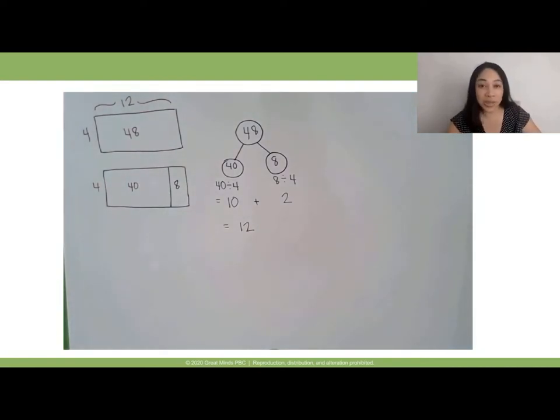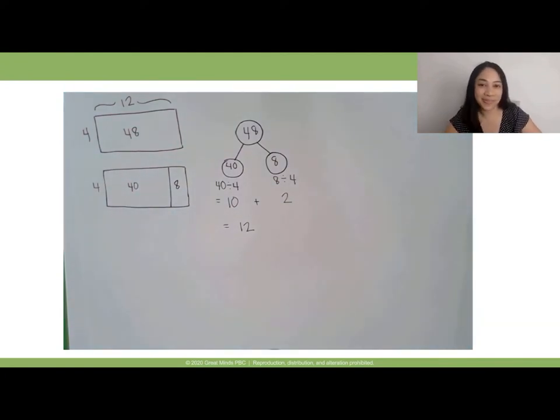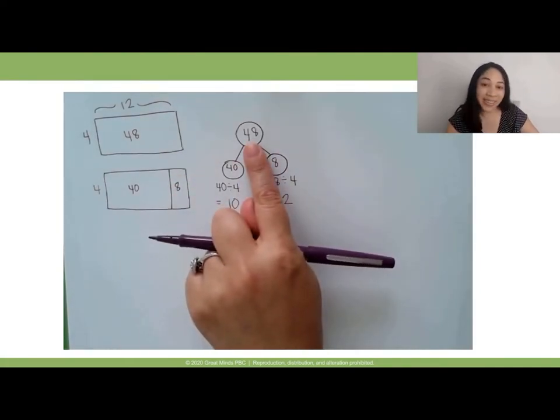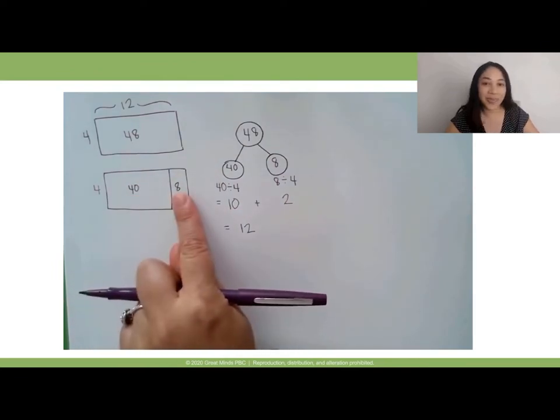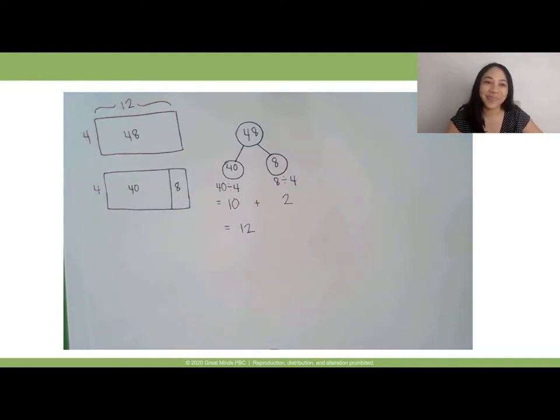Next, I'd like you to pause the video here to explain what connection you can make with the number bond and the area model. What connections did you make? Both the number bond and the area model show whole and parts. 48 is represented here, and 48 is represented here. The parts are here, and we see the parts here. We can see in the number sentences also that the parts are divided by 4, which is the width of the rectangle.